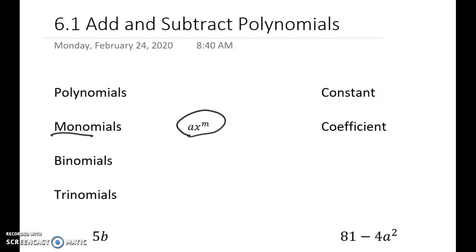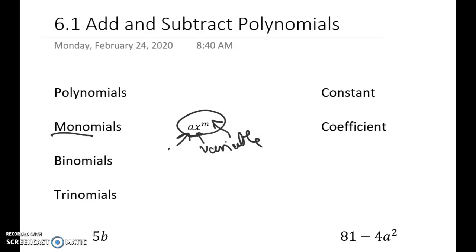And terms are in this form where A is a real number and M is a positive integer. Now we can have other types of integers, but for our polynomial work, our exponents will be positive integers. That's what a monomial is. Notice that it's in terms of multiplication. A is a number, a real number, and x is the variable here. So that's what a monomial is.